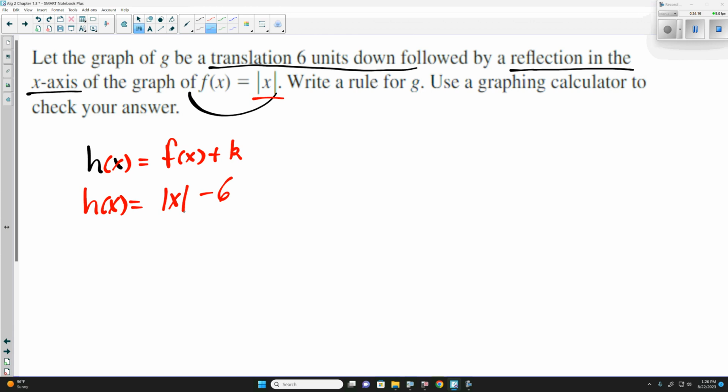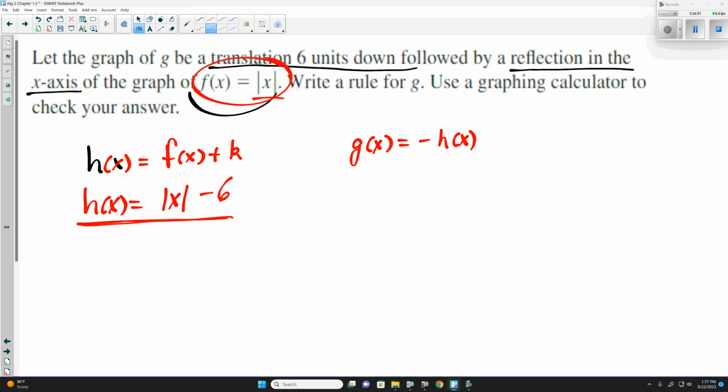Reflection in the what? Because our reflections are going to be across one or two places, x or y. Negative f of x. So our final function g of x is going to equal negative. Normally we would say f of x, but since we're doing a combination of them, we'll just use the notation that we had for the previous one, which is h, because now we're talking about this function here, not this one up here anymore. Does that make sense?